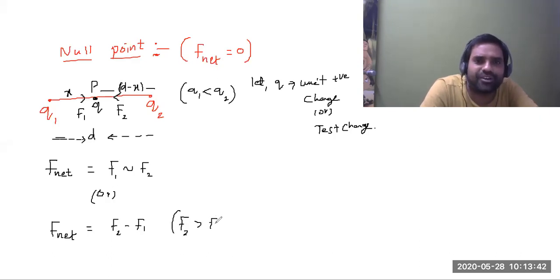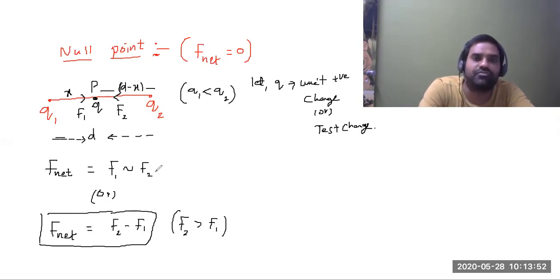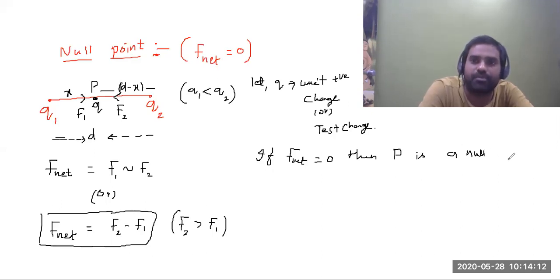Very simple, students, they are acting in opposite directions. Now, what is the net force? The difference of the two forces. F1 is acting horizontally right, F2 is acting horizontally left. The difference of F1 and F2 you will take, or F2 minus F1. Suppose this is the net force. Then suppose F net is equal to 0. Net force acting on that point P is equal to 0. Then we can say that P is a null point. What is P? P is a null point between Q1 and Q2.